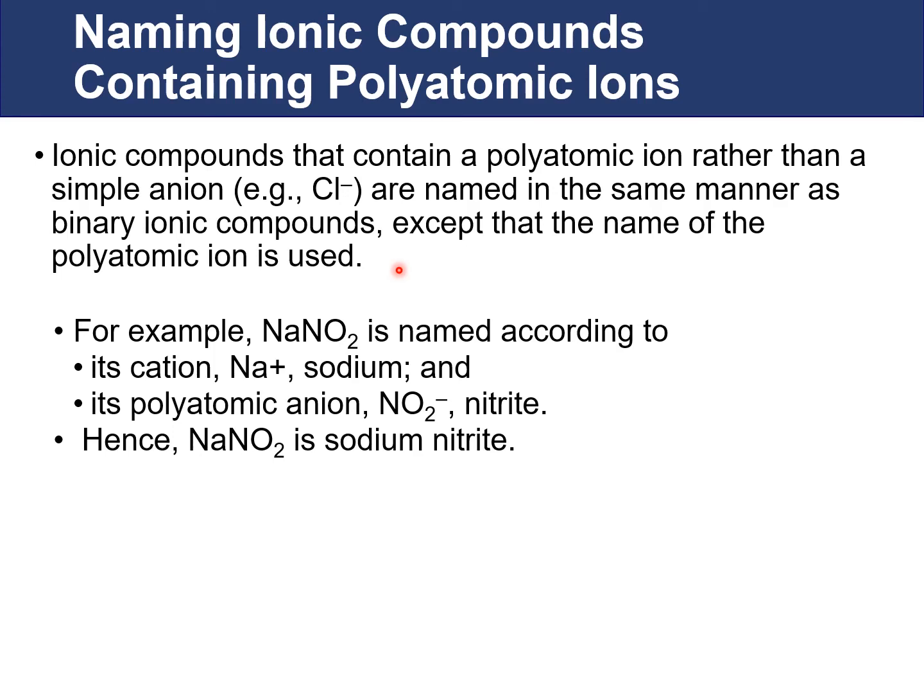For our polyatomic ions, we don't change the end of the name. We just use them as is. So for example, we could have NaNO2. This NO2 is the nitrite polyatomic ion. Na is sodium, and so when we put the two together, NaNO2 is sodium nitrite. You name the metal or the cation first, and then the anion. For polyatomic ions, you leave the anion's name as is, and you just put it at the end. So sodium nitrite would be NaNO2.